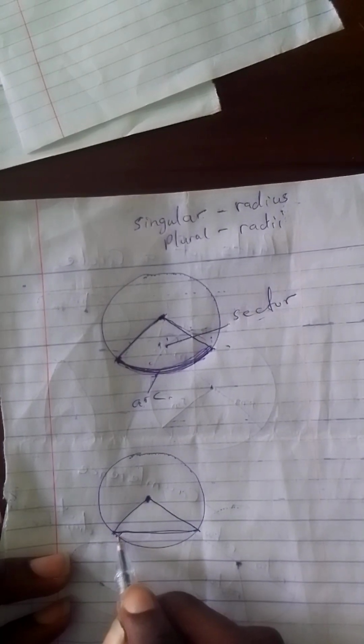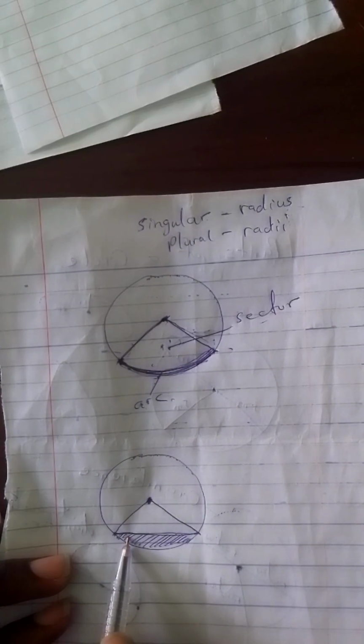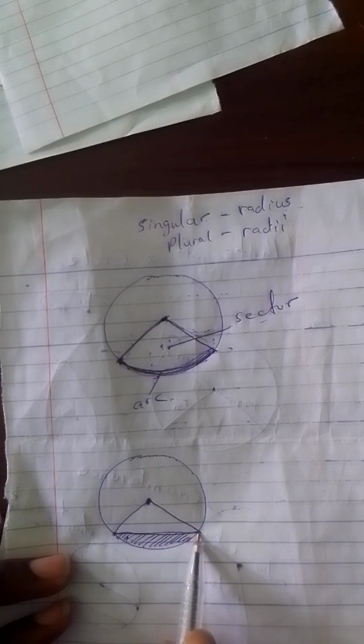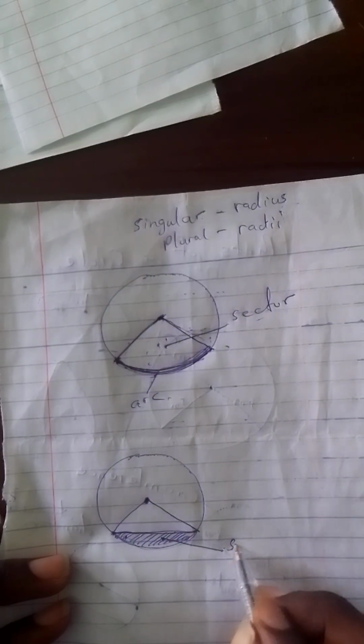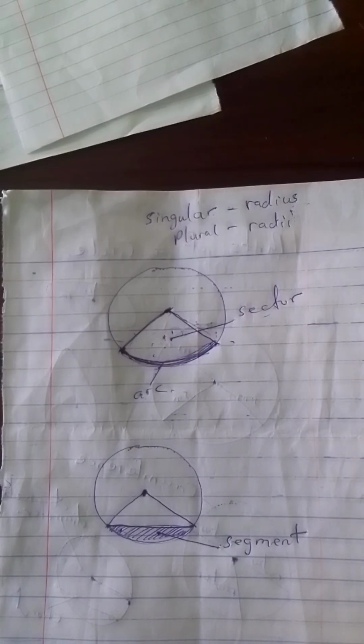You see this space here? Not this one, but this remaining space between this chord and this arc. We call it a segment. It's called a segment. Let's add that in our mind. So we have looked at a segment, a sector, an arc, a radius, a diameter, a chord. Are we together now? I believe we are all following. So I will drop an exercise on parts of a circle to know if we've really gotten it.